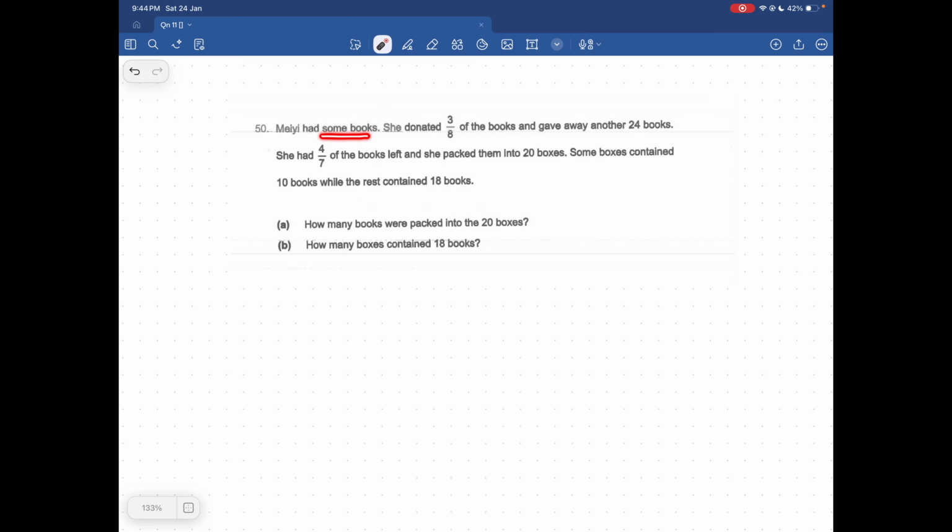So May has some books. How do I represent the number of books in a model? I will draw just a long bar to represent it.